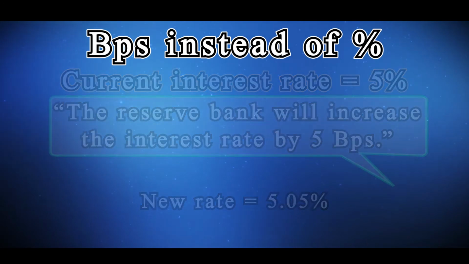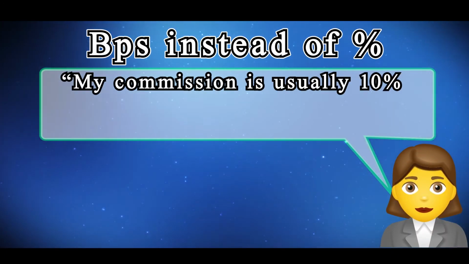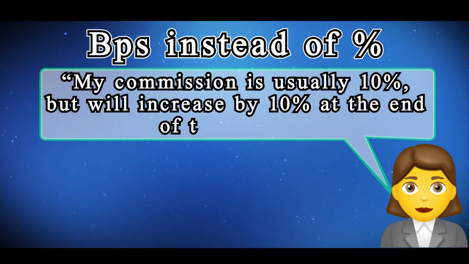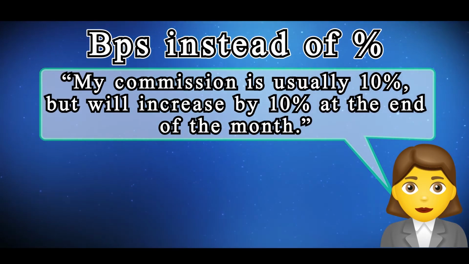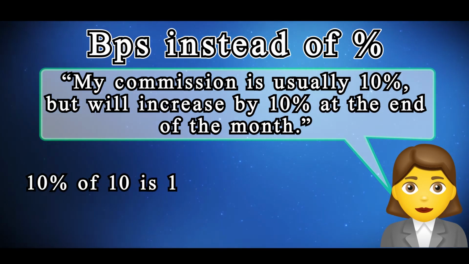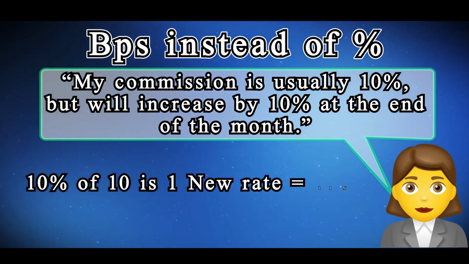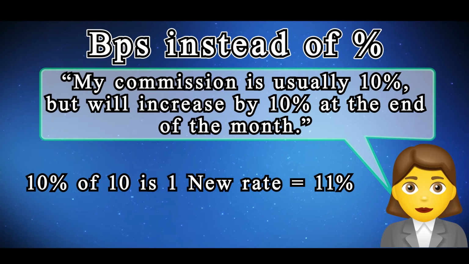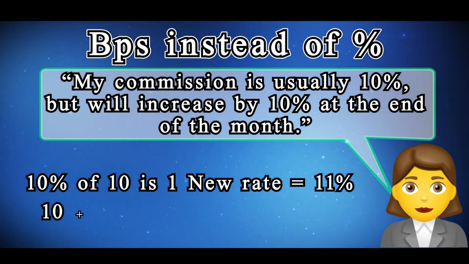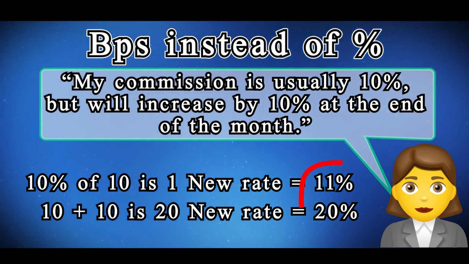Another quick example, let's say someone said, my commission is usually 10%, but will increase by 10% at the end of the month. What? Confusing. Is your commission increasing by 10%? Because 10% of a 10% rate is 1%. So a 10% increase might mean your new commission rate is now 11%. Or are you adding a whole another 10% on your rate, meaning the new rate is now 20%? Two different interpretations, and this can catch some people off guard.